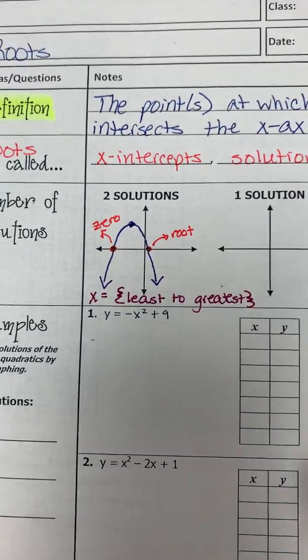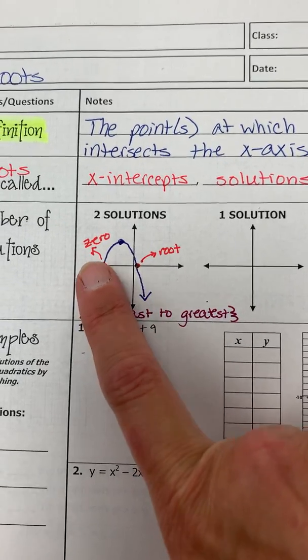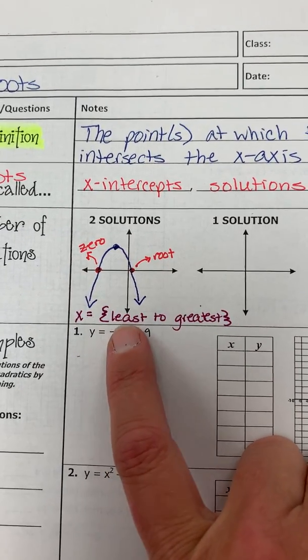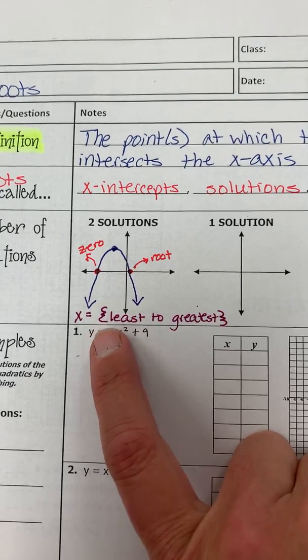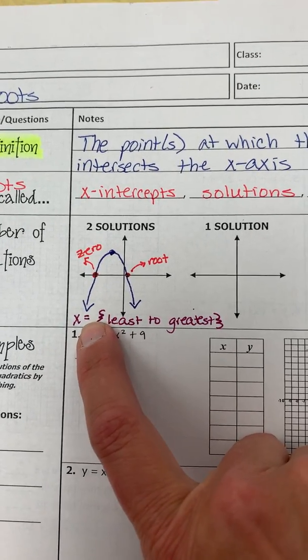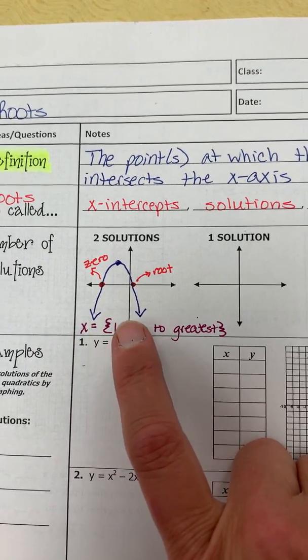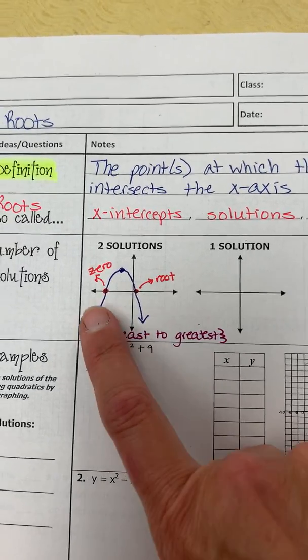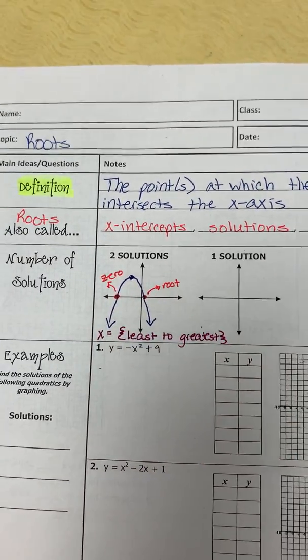See that? She's got two solutions. So if we have two answers in math, we go to set notation, least to greatest, can't repeat. And it's always x equals. X is whatever two numbers make this happen where the parabola crosses.